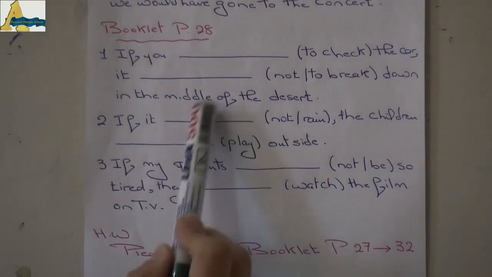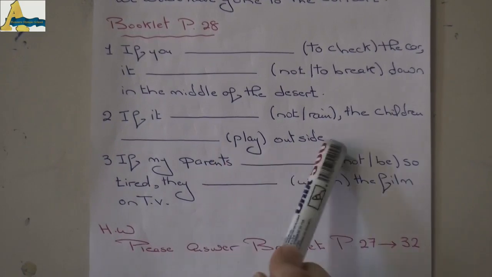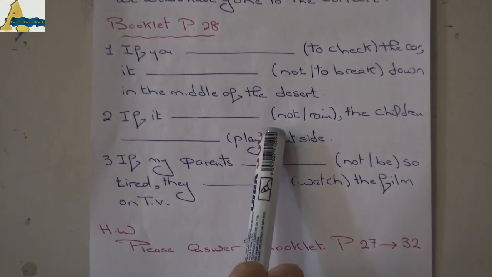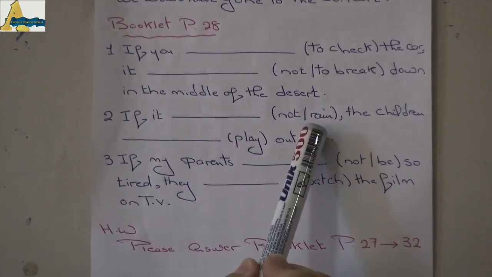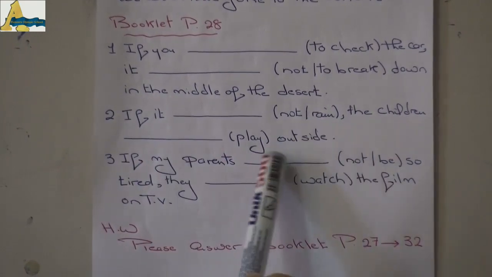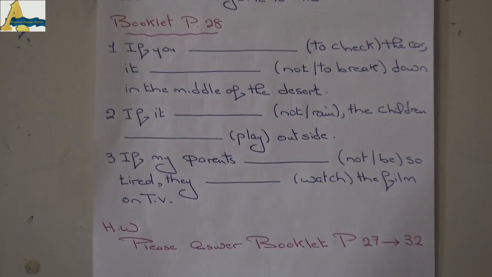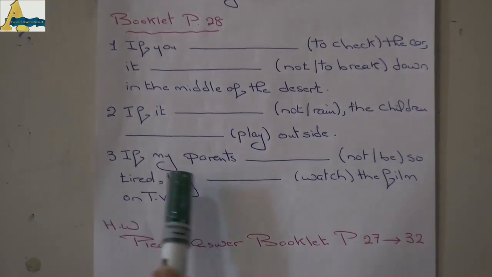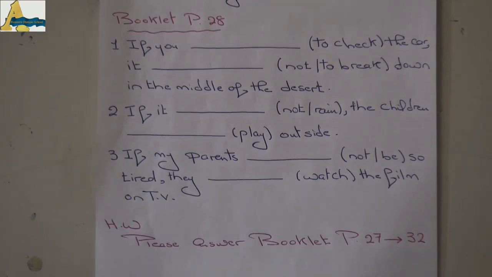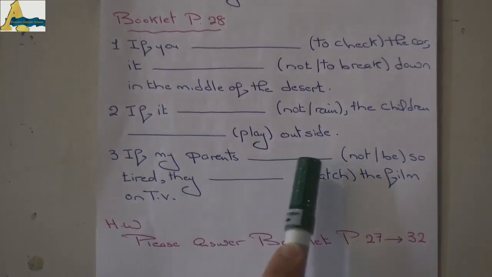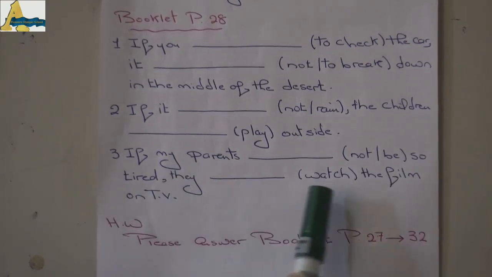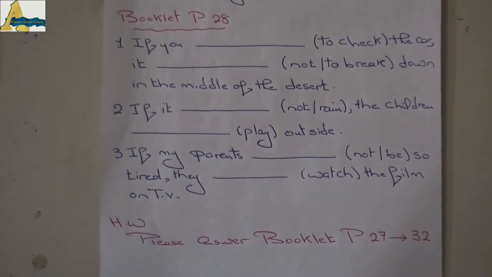If it not rain, the children play outside. If it, the verb will be in the past perfect. So if it hadn't rained, the children would have played outside. The third sentence: if my parents not be so tired, they watch the film on TV. If my parents hadn't been so tired, they would have watched the film on TV.